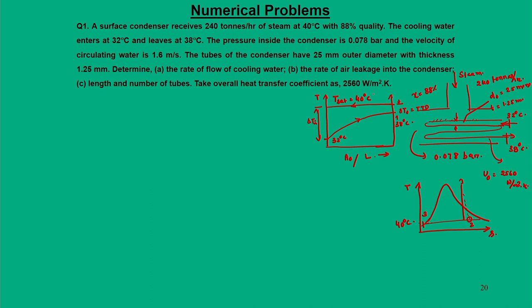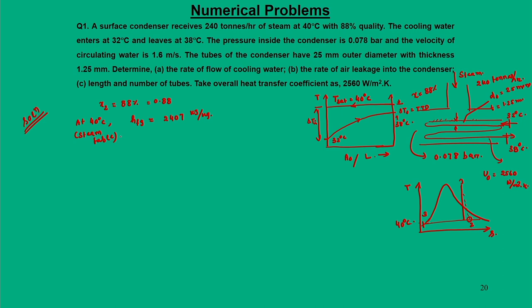Okay. So, these three diagrams will give you most of the information. Having drawn these diagrams, we will now be able to solve this particular problem. Let us see the first thing: X2 is given as 88%, that is 0.88. We also have data at 40 degrees centigrade. We can calculate the value of HFG from the saturated temperature steam table. So, the HFG value can be noted as 2407 kilojoule per kg.